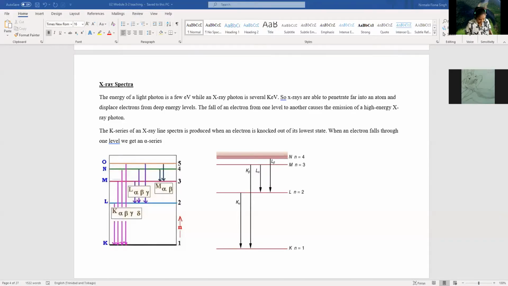Morning, all. All right, again, we are continuing with module 3. All right, and we've reached X-rays. Last day, all we did was look at how X-rays were produced.